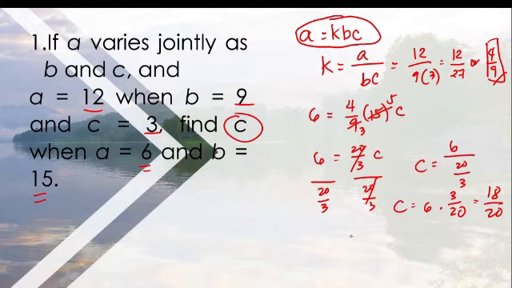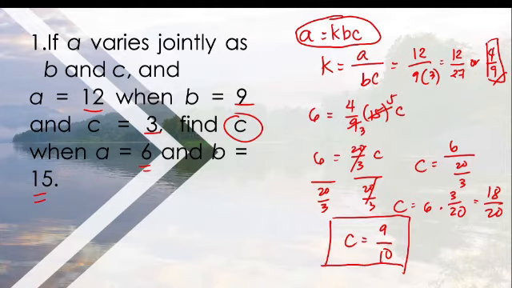So, lowest term, get the lowest term by dividing them by 2. So, 18 divided by 2 is 9. 20 divided by 2 is 10. So, the value of C here is 9 over 10. So, nag-simplify lang tayo doon. Okay, let's solve the next one.